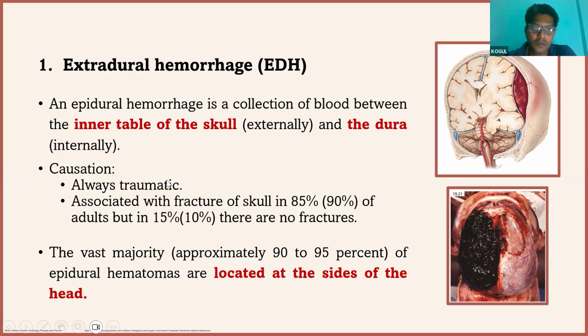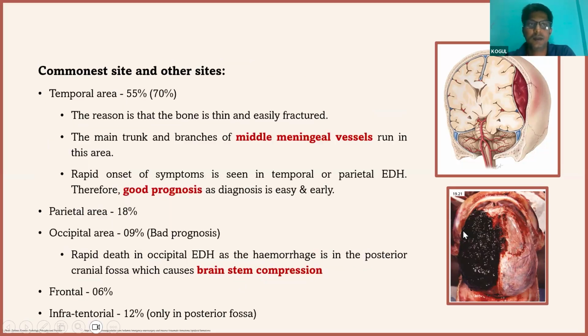So it's almost always associated with fracture, not always, but usually traumatic. Most of the time it is traumatic, and very rarely we get natural causes. The majority are associated with middle meningeal artery damage, so it is usually located at the temporal region. The commonest site, around 50 to 70%, is the temporal region, as you all know, where it damages the middle meningeal vessels.